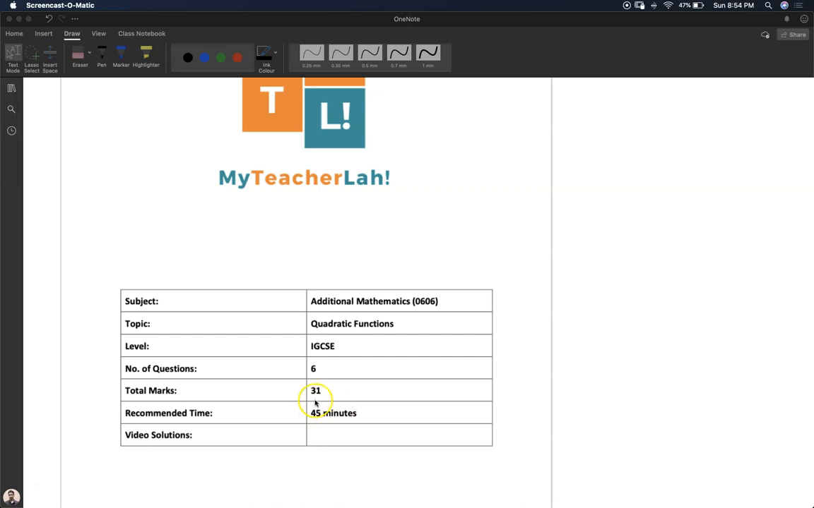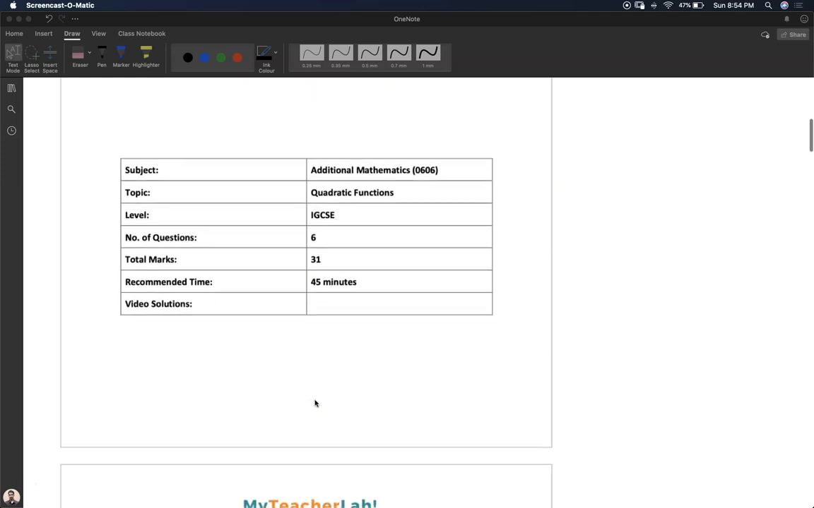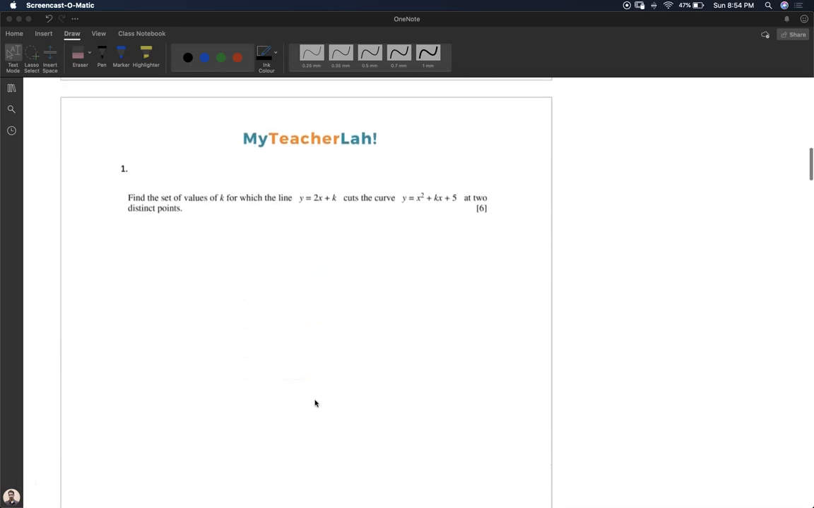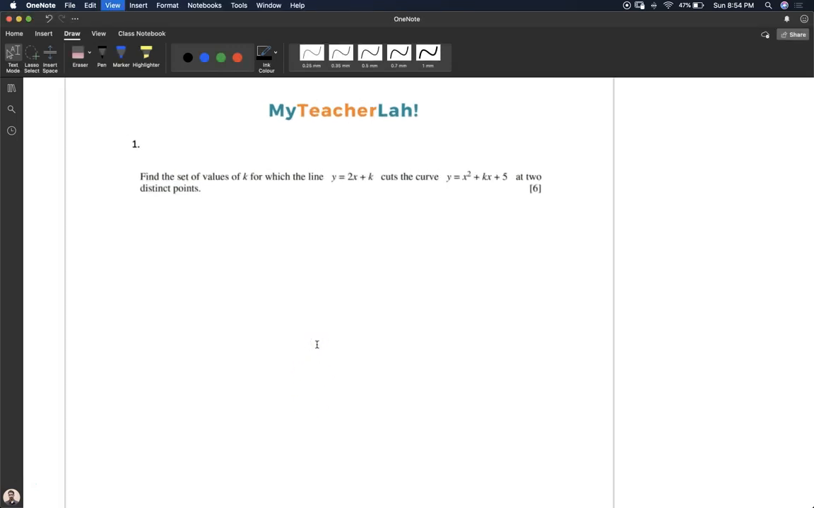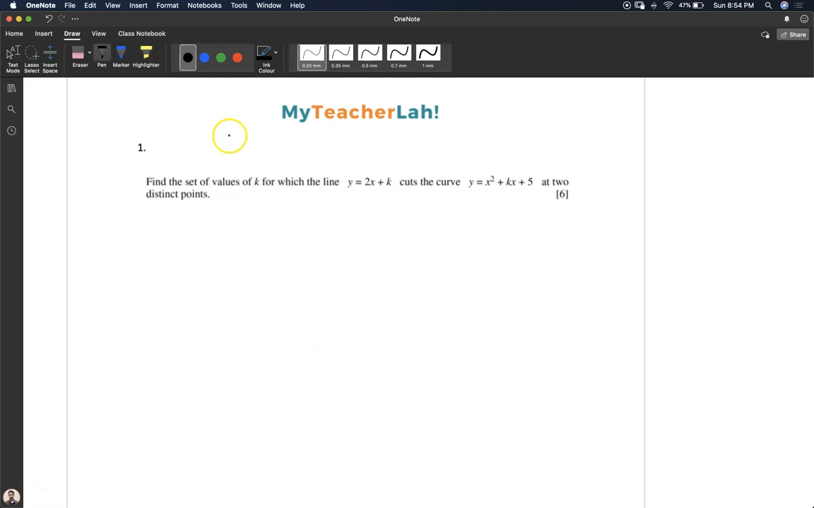All right, so let's start. Today's topic is, as I mentioned, quadratic functions. The first question, let me zoom in a little bit. All right, so it's a bit clear now.